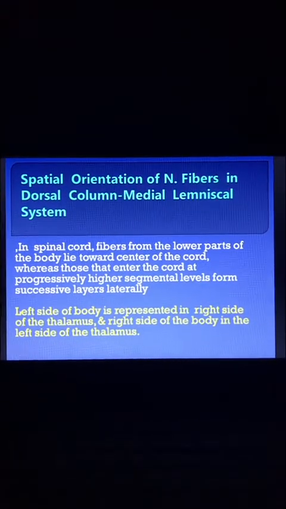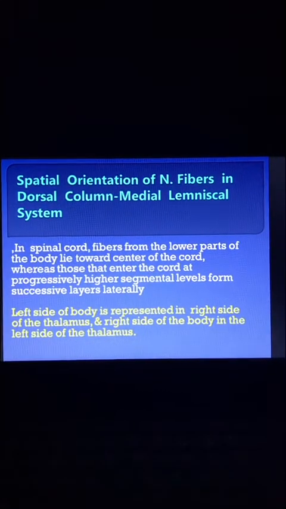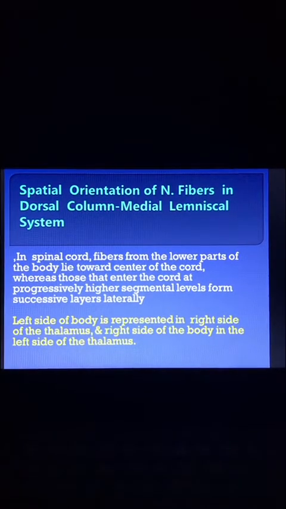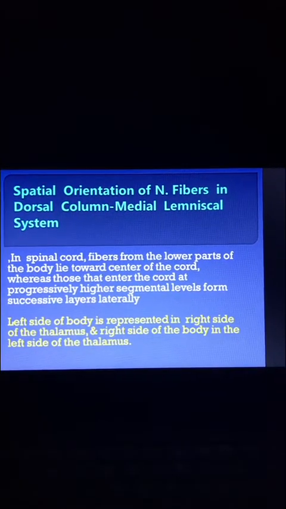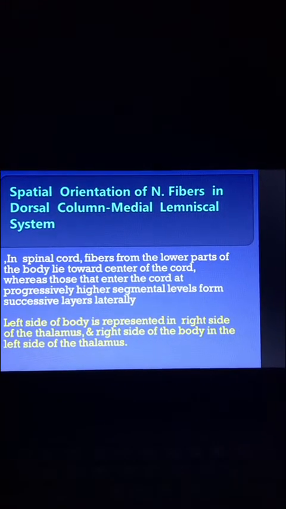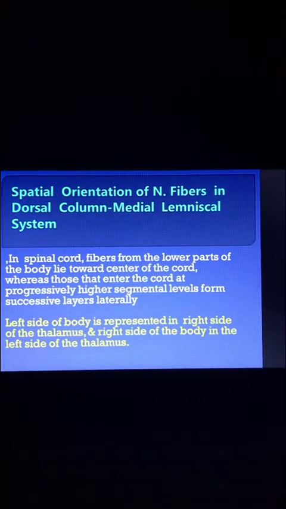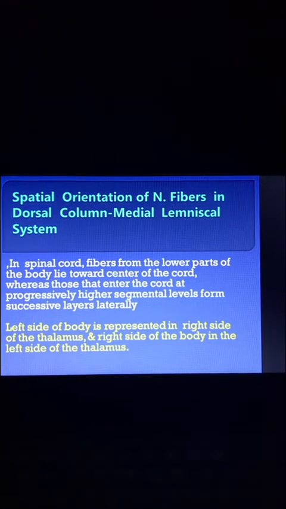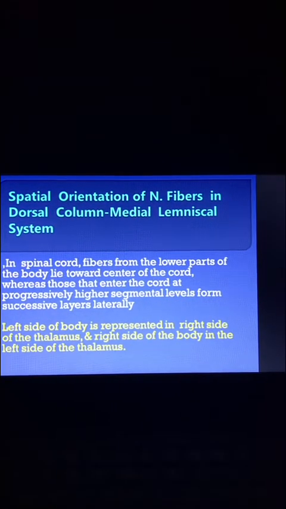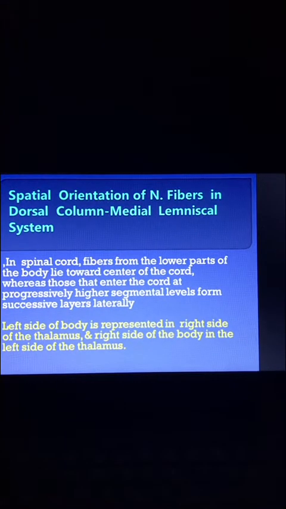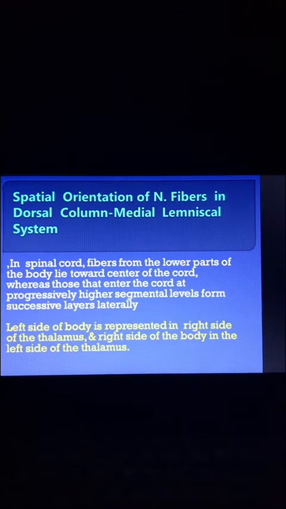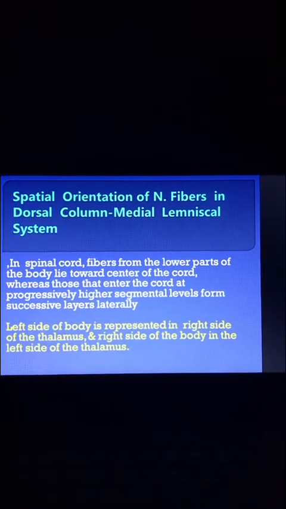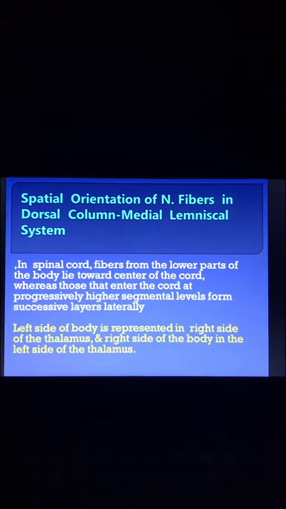The spatial orientation of nerve fibers in the dorsal column medial lemniscal system: in the spinal cord, fibers from the lower part of the body lie toward the center of the cord, while those that enter at progressively higher levels, from the pelvis, abdomen, chest, and upper limb, are located successively laterally. The left side of the body is represented in the right side of the thalamus and vice versa.